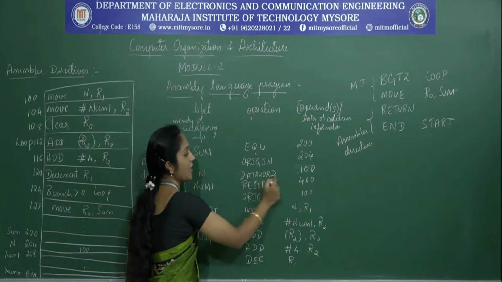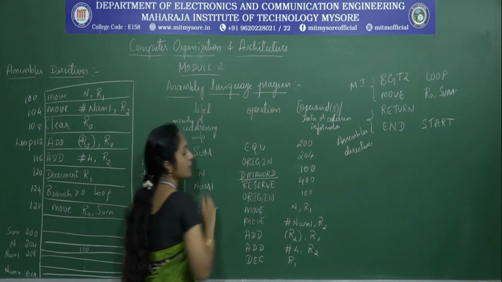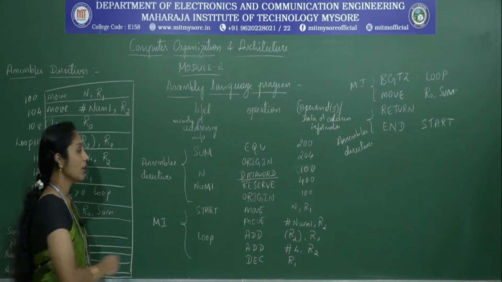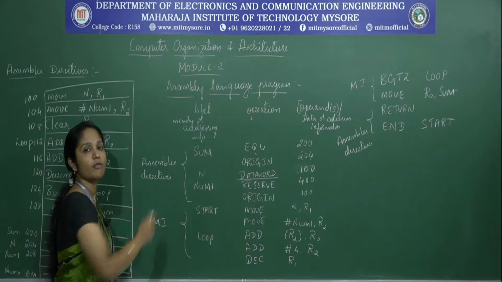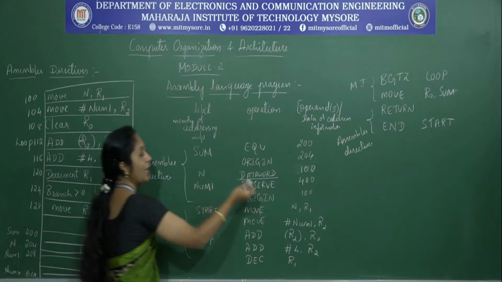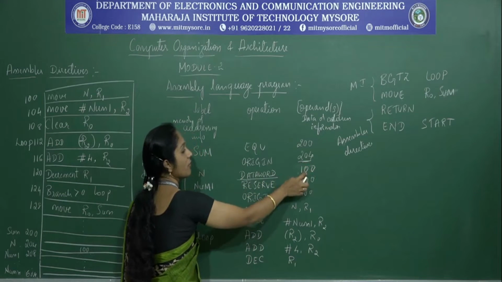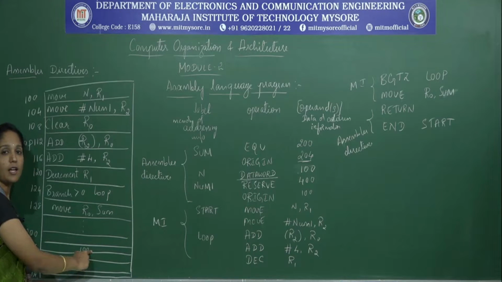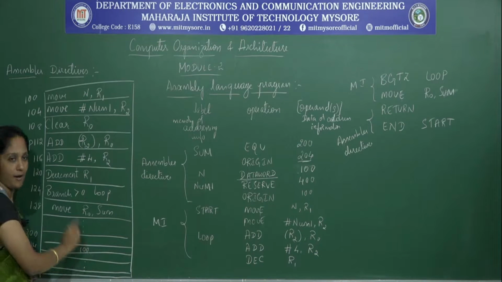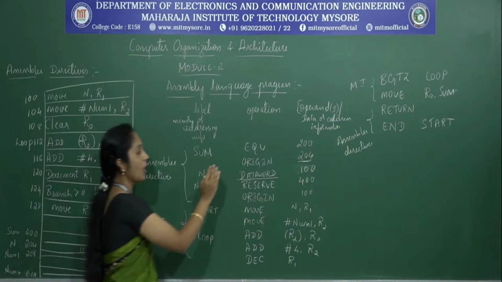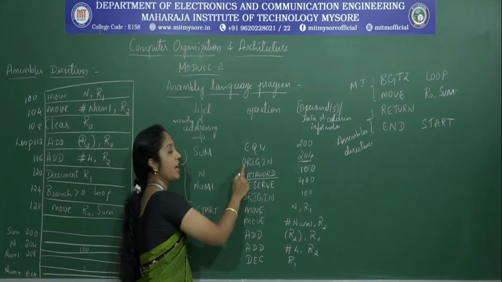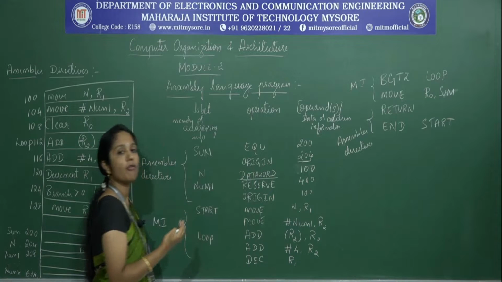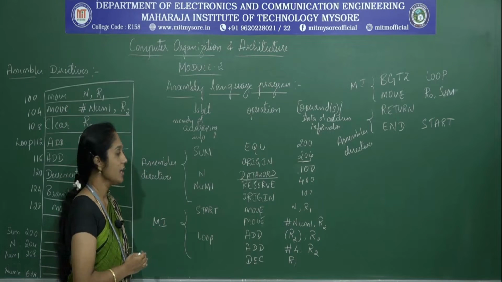So this data word directive function is to store the value of n, or the value at the address 204, as 100. See here, in this object program you can observe n is at 204 and it is having a value of 100. So now if you observe, origin function is to indicate the address of the following instruction.